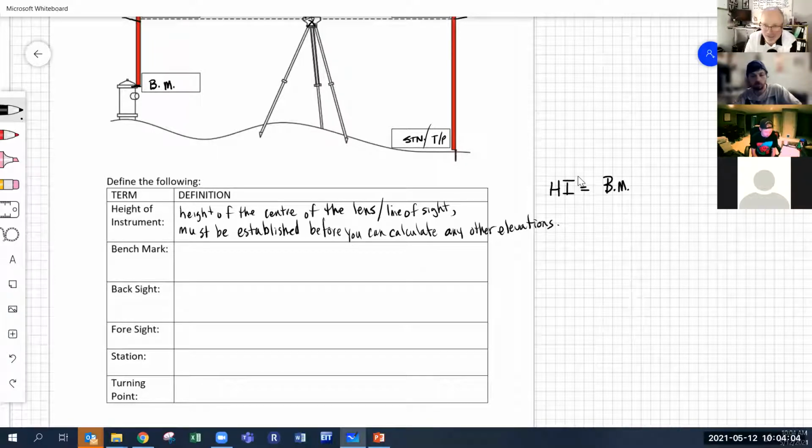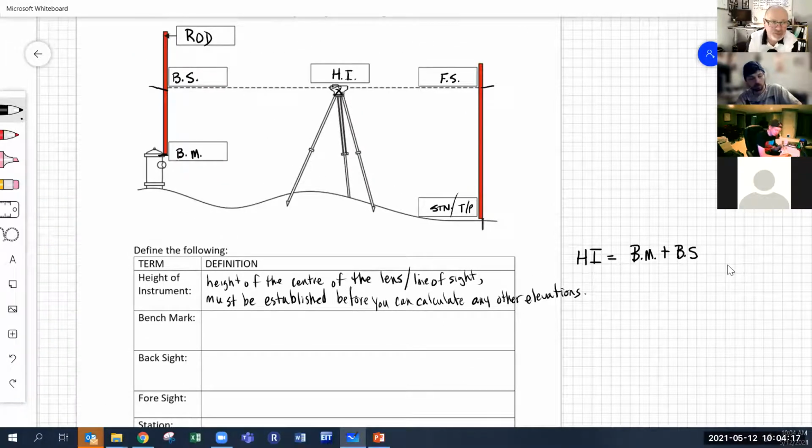The height of the instrument is calculated by taking the benchmark and adding the back sight. Make sure you write that down somewhere. The height of the instrument is established by taking the benchmark, and that's a known elevation, and adding the back sight to it. That's how you get the height of your instrument.